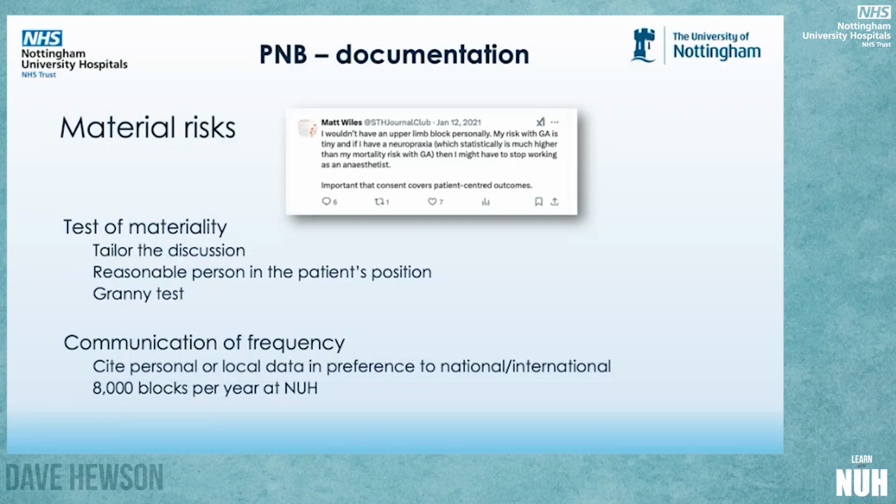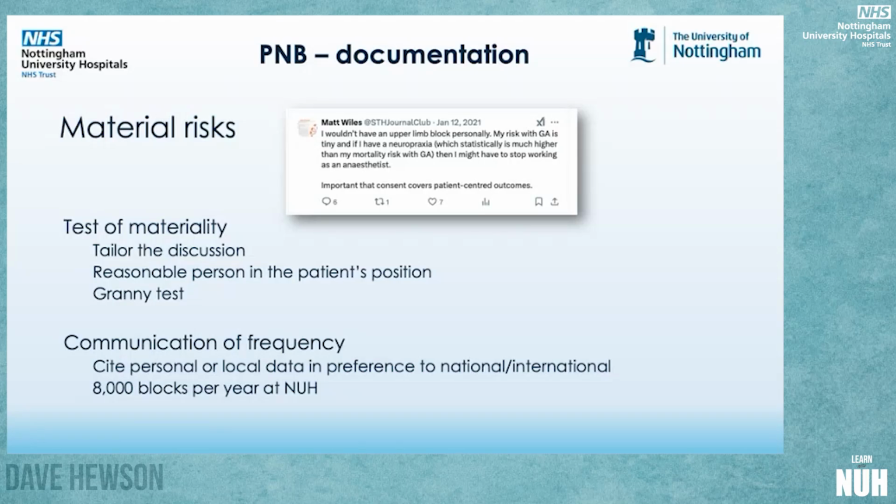Communication of frequency of risk is really difficult, whether we use words like uncommon or rare, or whether we're better off talking about 1 in 100 or 1 in 1,000. Pros and cons to all of that. But we should cite local or preferably personal data in preference to national or international data.